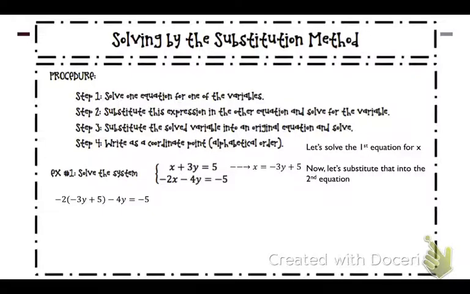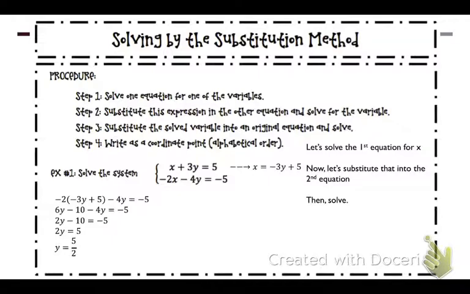And now I'm just going to solve this. So I'm going to distribute in the negative 2. So you get 6y minus 10 minus 4y equals negative 5. Combine like terms. So 6y minus 4y is 2y minus 10 equals negative 5. Add the 10 over. You get 2y equals 5. Divide by 2. And you get y equals 5 halves. And I'm just going to leave that as a fraction, okay?